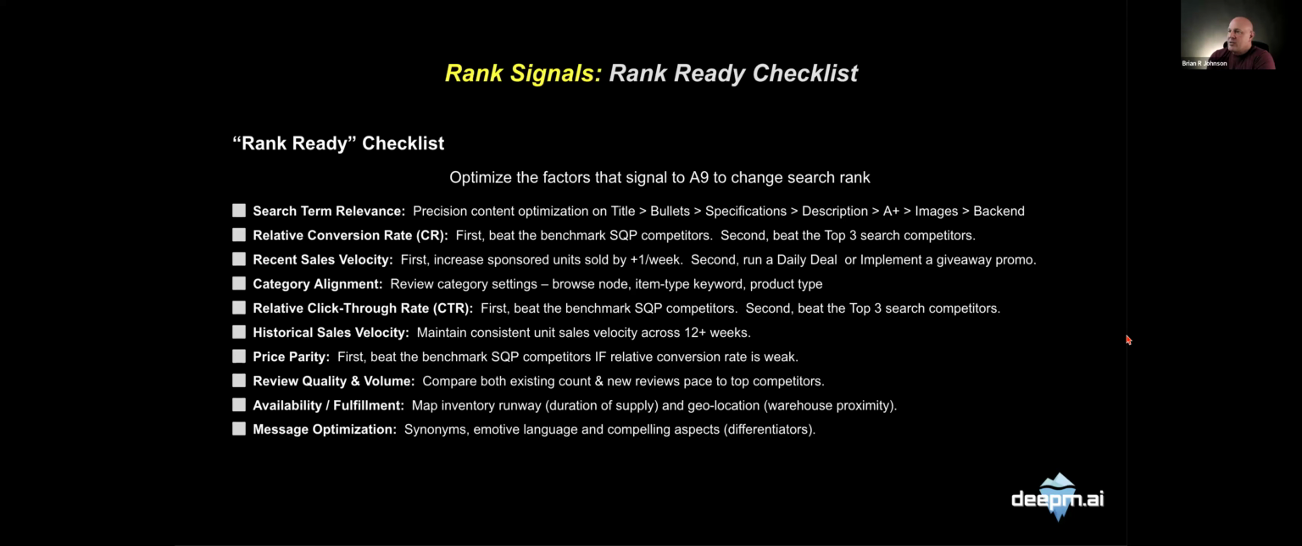All right, so this is the rank ready checklist. I'm going to go through this fairly quickly.